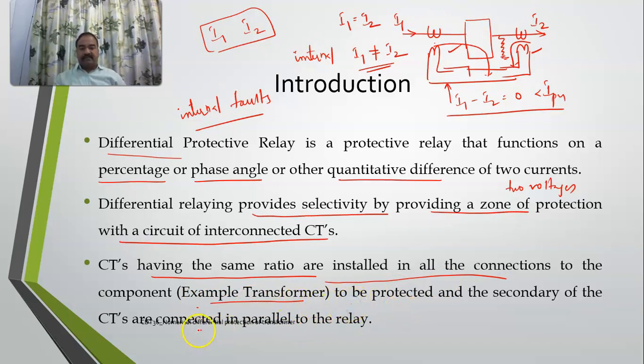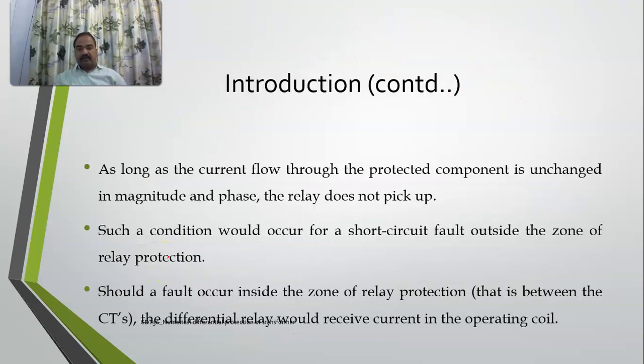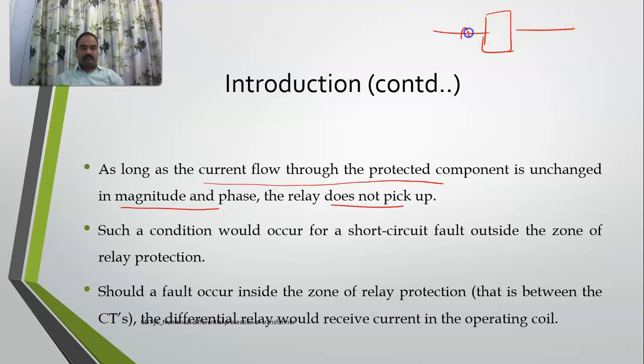And the secondaries of the CTs are connected in parallel to the relay in order to measure the difference of currents I1 and I2. Now, as long as the current flowing through the protected component is unchanged in both magnitude and phase, the relay does not pick up. So this is one current, this is another current. This is I1 and this is your I2.